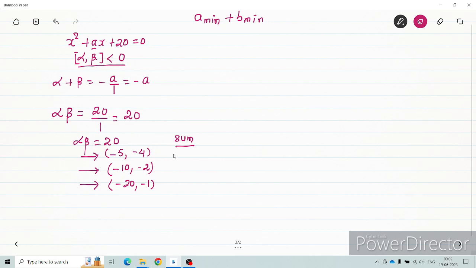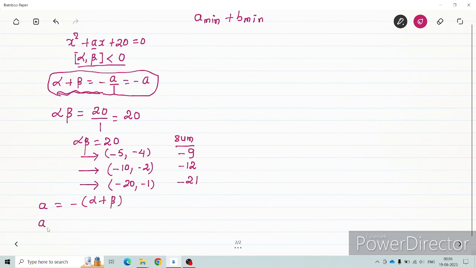So in the first case, the sum of the roots will be -9. In the second case, the sum of the roots will be -12, right? And in the third case, the sum will be -20. Now, why are we finding the summation? Because from this expression, a is equal to negative of alpha plus beta. And we have to find the a minimum.